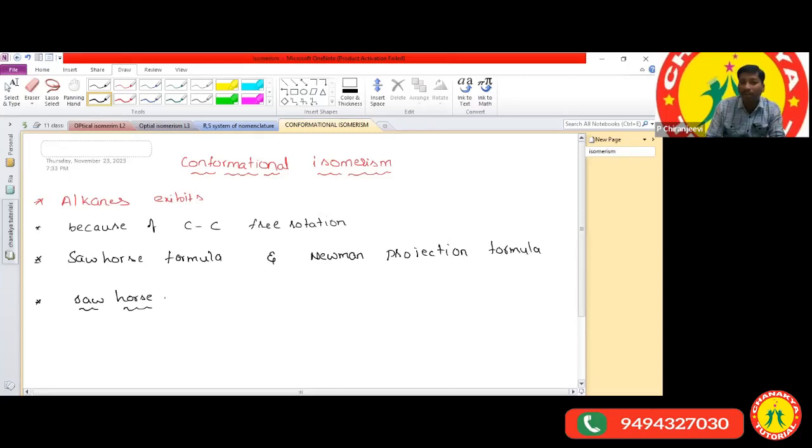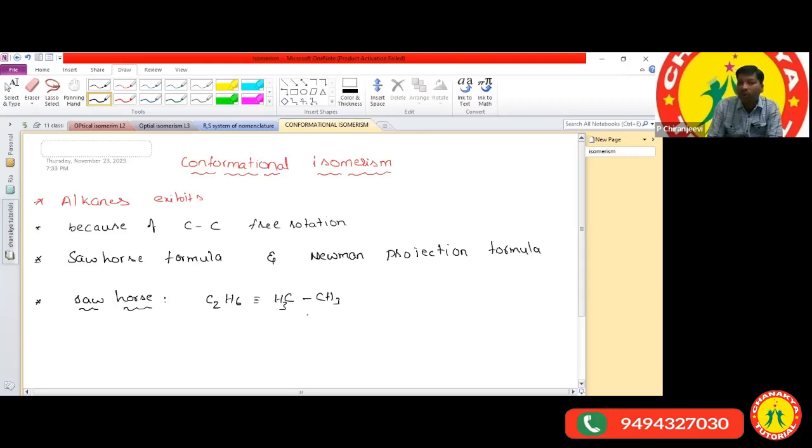Now let me give one example here. I'm taking ethane. What is the molecular formula of ethane? Samhita, Sai, Akshit, Sirisha, what is the molecular formula of ethane? Sir, the molecular formula of ethane is C2H6. This we can also write as CH3-CH3.